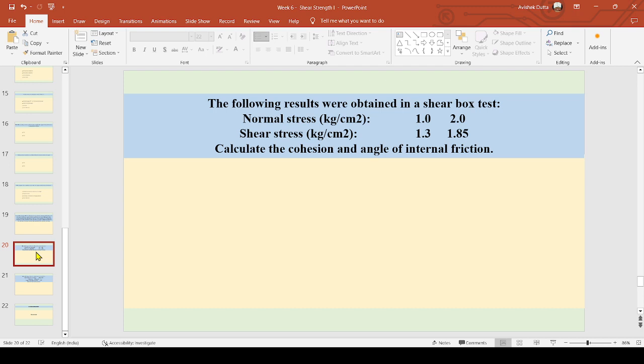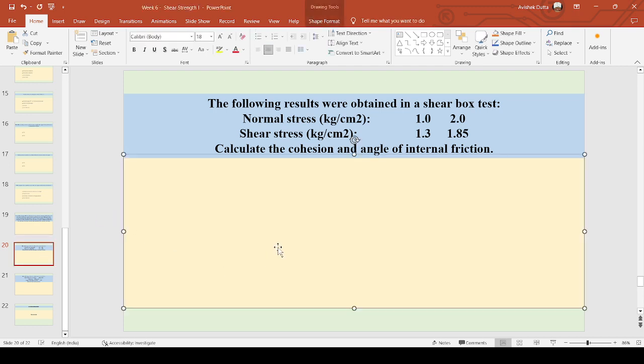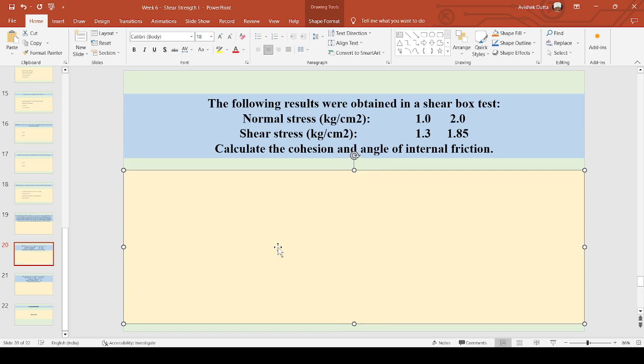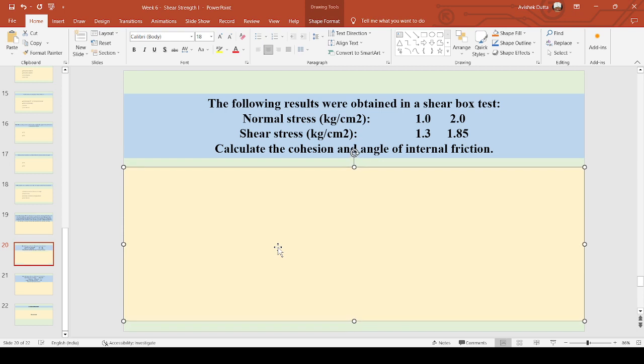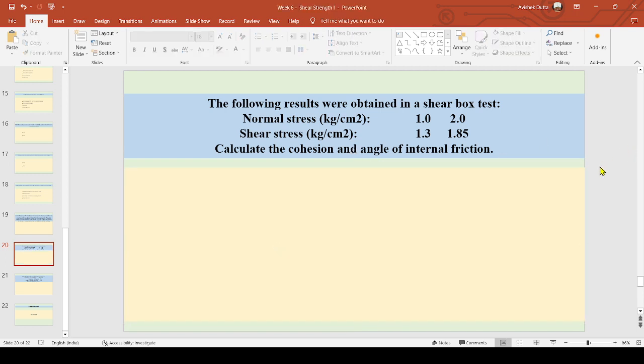Only equations need to be used, and there is no need of drawing any diagram in this case. Only equations need to be formed and solved to find out the cohesion and angle of internal friction. Mohr circle diagram is not required in this case. Normal stress 1 and 2, shear stress 1.3 and 1.85. Find out the cohesion and the angle of internal friction.